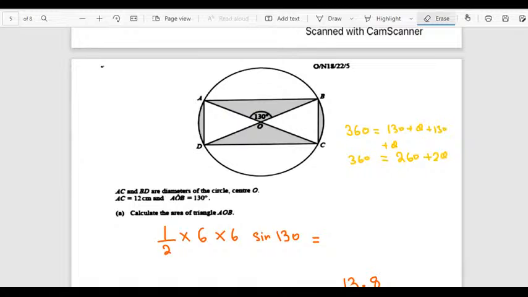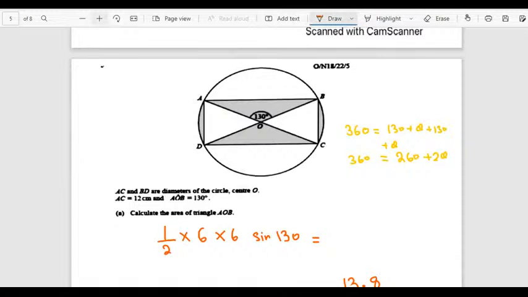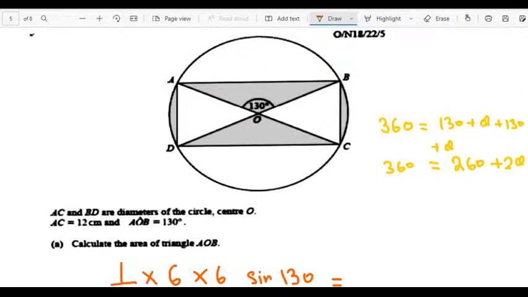Okay. Now I'll write down the areas. So we have calculated the area of the triangle AOB, and that turned out to be 13.8. So this area is 13.8, and the area of DOC would also be 13.8, right? Because both these sides are same and this angle is also same. So the area would be 13.8 as well. Now, what would be the area of this part and this part? Can anyone tell me, please?